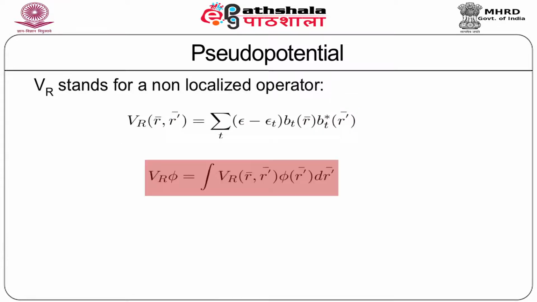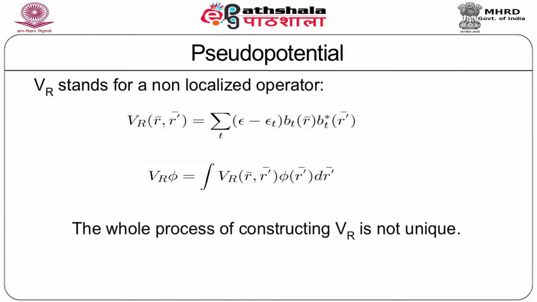And the VR acting on phi is therefore given by VRR prime times phi R prime integrated over R prime. This VR part of the pseudopotential makes the entire thing a non-local potential. The cancellation described in the earlier slide, although never complete, cannot be made completely complete, can be improved by suitable choice of the core functions. Indeed, the whole process of constructing VR is not unique.